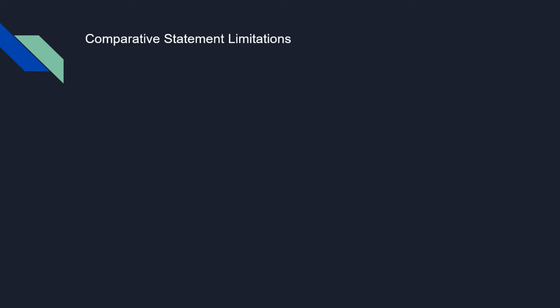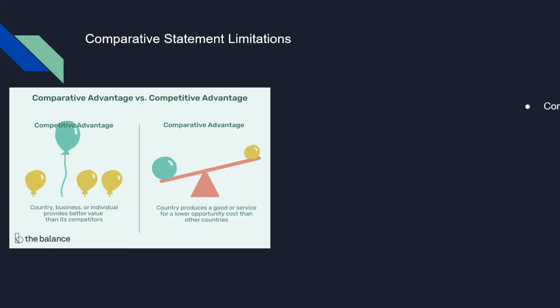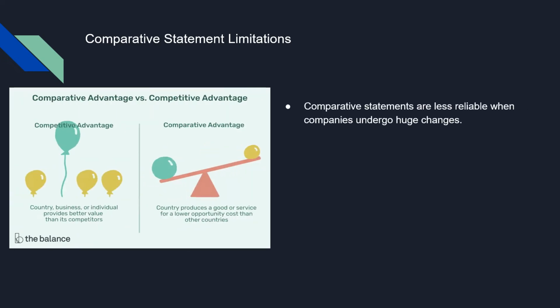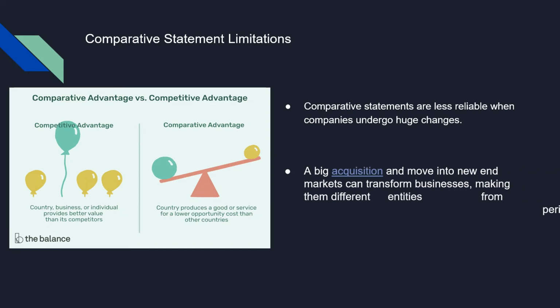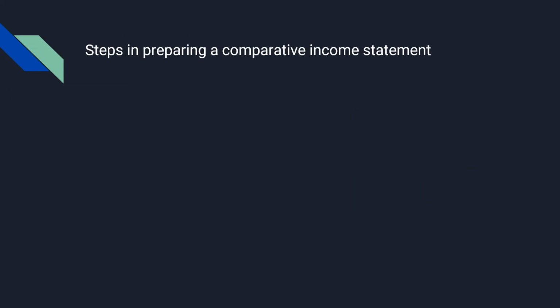Let's keep moving forward. What are the comparative statement limitations? Here are the limitations. Comparative statements are less reliable when companies undergo huge changes. A big acquisition and a move into new end markets can transform businesses, making them different entities from previous reporting periods. Moving forward, these are the steps in preparing a comparative income statement.